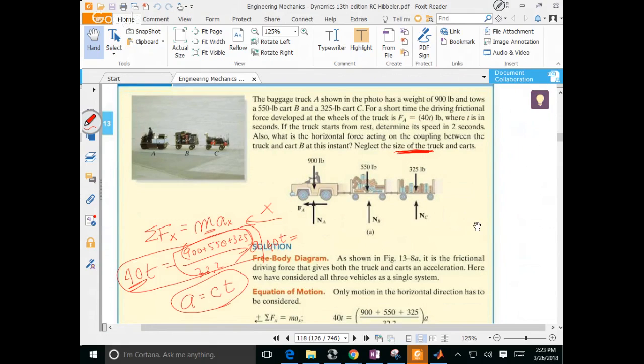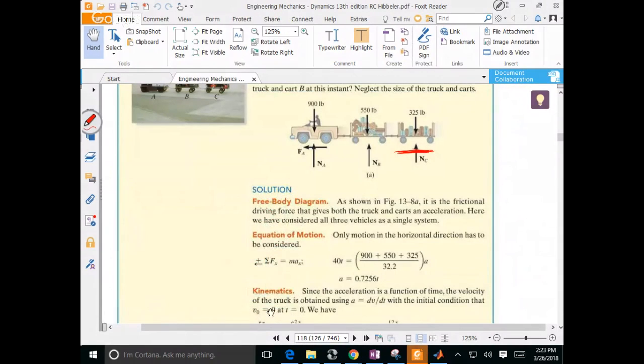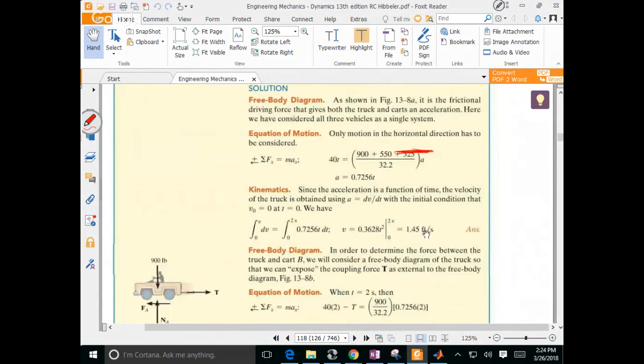And sure enough, that's what he does. He ends up with 40t equal to 900, 550, 325 divided by 32.2. You get that number. And what do you have to do then in order to find things? The force. So in other words, here's your force, here's time. It's just going like that. It's constantly increasing, so your acceleration's constantly increasing. So since that's the case, you've got to use these.